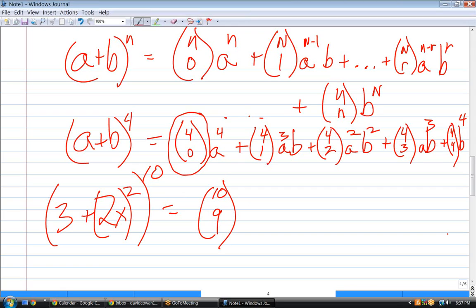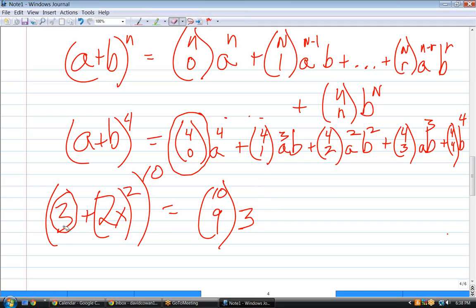And what else are we going to have with it? The first 3 is going to be to what power? Let's see here. It's always to the same power as r, so it's to the 9th. Notice that up here when we did a plus b to the fourth, oh no, I'm wrong there. Hold on, let me think for a moment here.